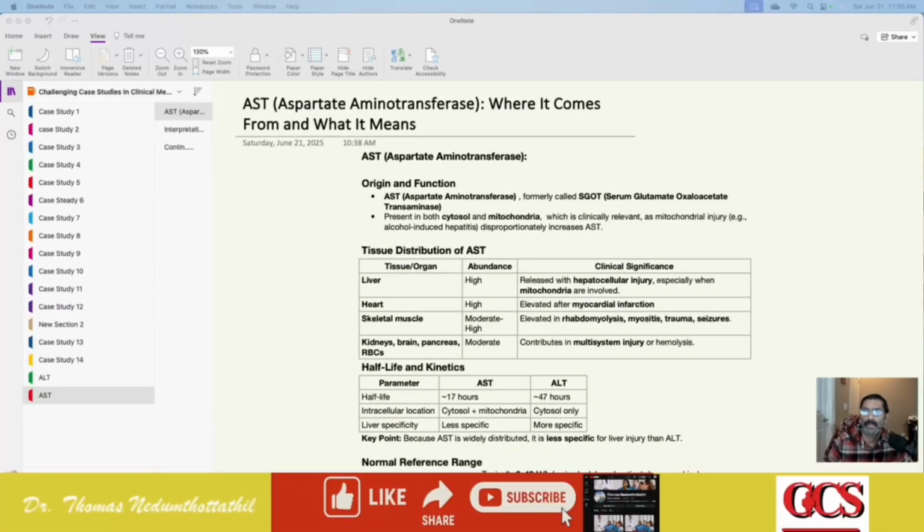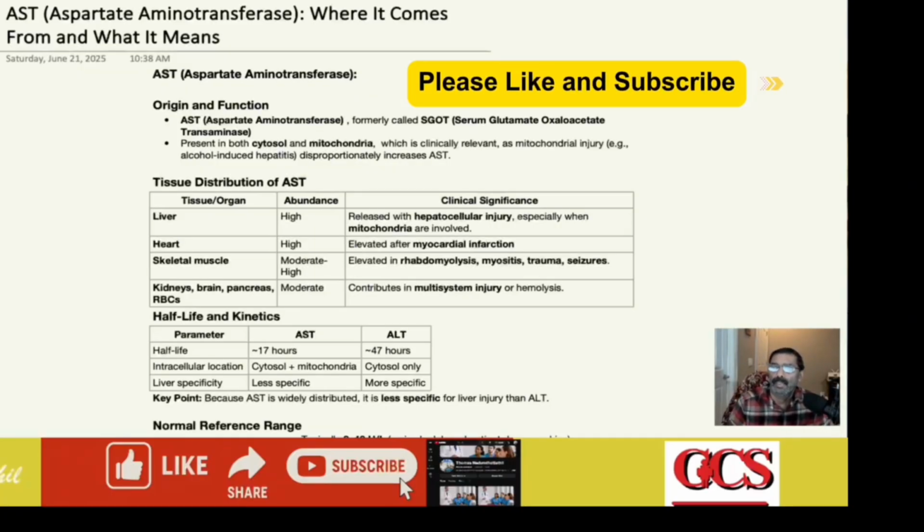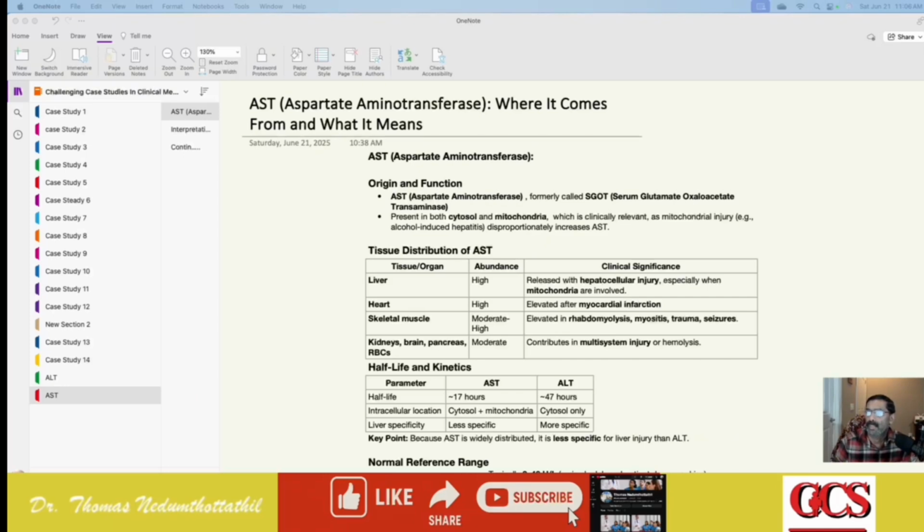Today's video is going to be a continuation of the discussion on liver function tests. Today we are going to be focusing on AST, also known as aspartate aminotransferase, where it comes from and what it means. Origin and function. AST, formerly called SGOT.